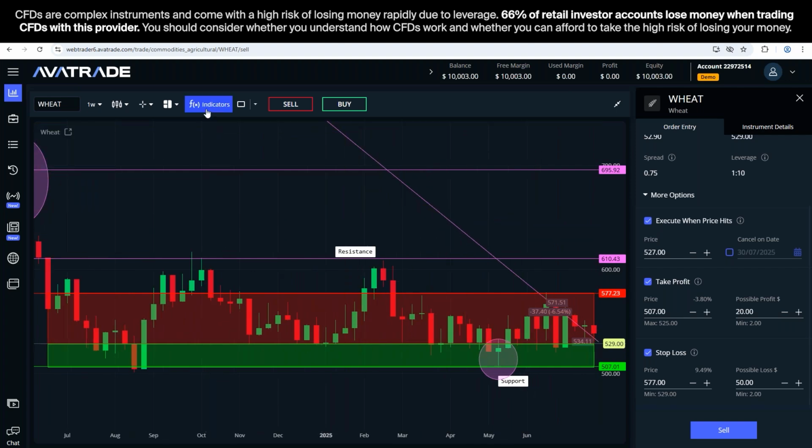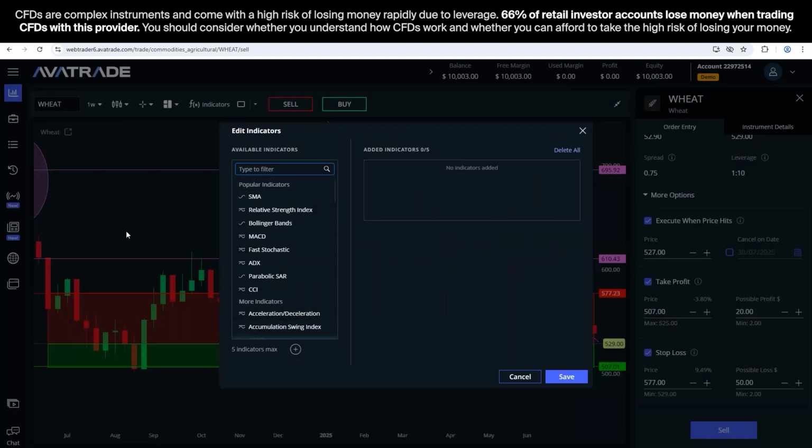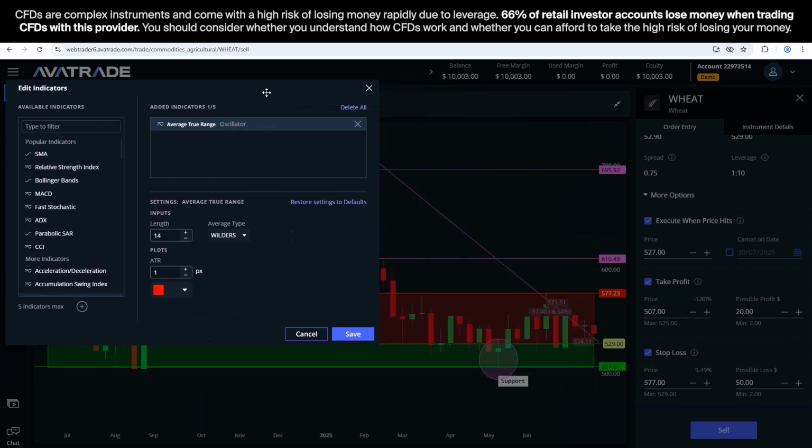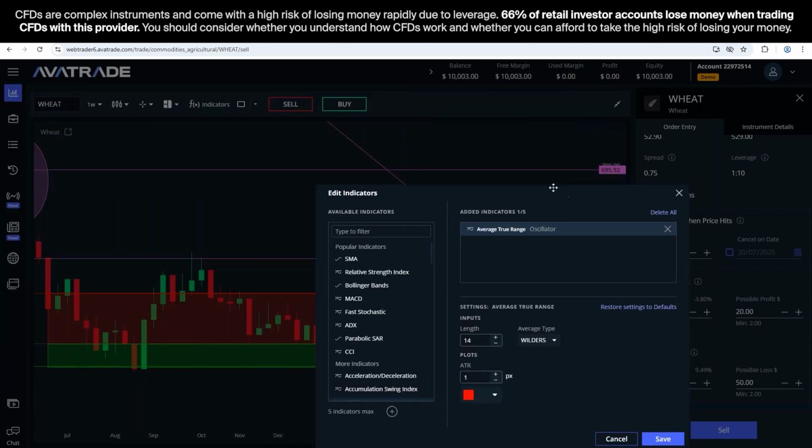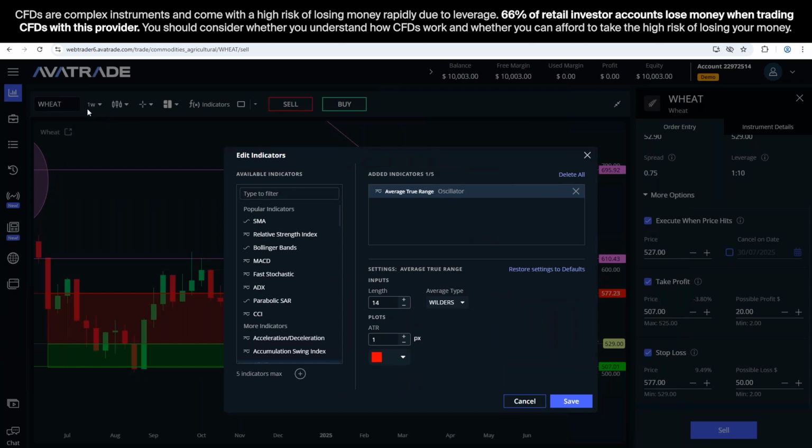Now, what I'm going to do is click on indicators, click here on type to filter, type AVE for average, click and drag it to the right. Now I can select how many candles I want to take the average from. And this indicator will automatically give me the average movement per, what are we looking at? Weeks. If we were on days, this would be the average movement per day. So this 14 will be 14 weeks. Let's maybe go for 10 weeks instead, and click save.